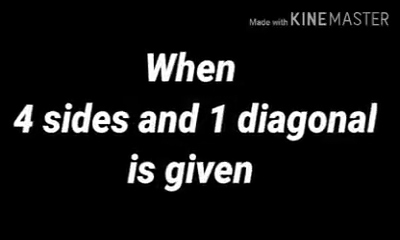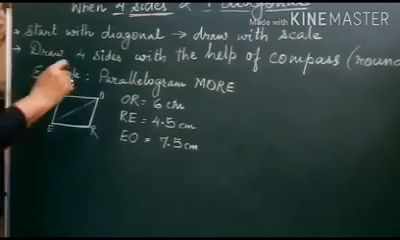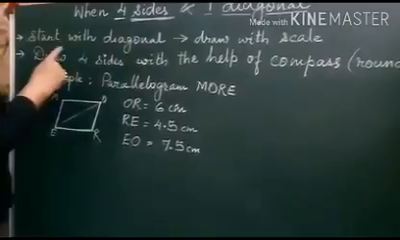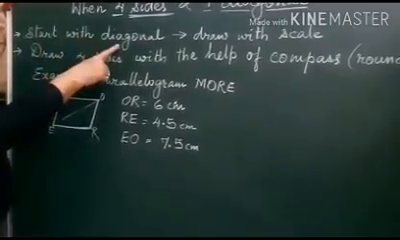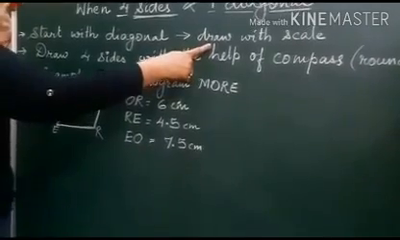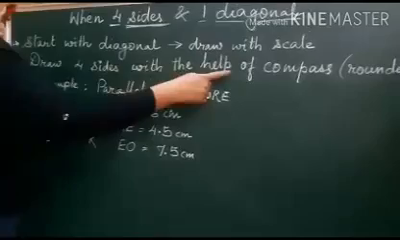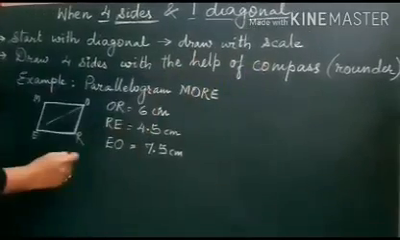In this video, we will see how to draw a quadrilateral when 4 sides and 1 diagonal is given. Watch this video carefully and repeatedly if needed. It will help you solve exercise 4.1. Whenever 4 sides and 1 diagonal is given, we will always start drawing with the diagonal, and that diagonal we draw with the help of a scale or ruler, and the 4 sides which are given we draw with the help of a compass.